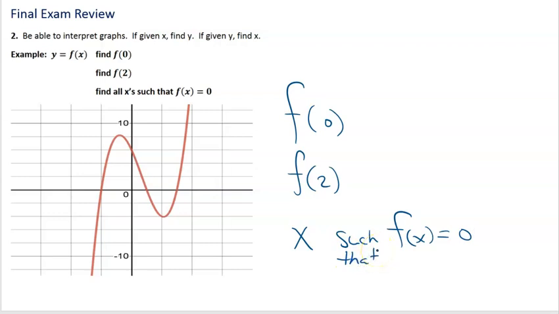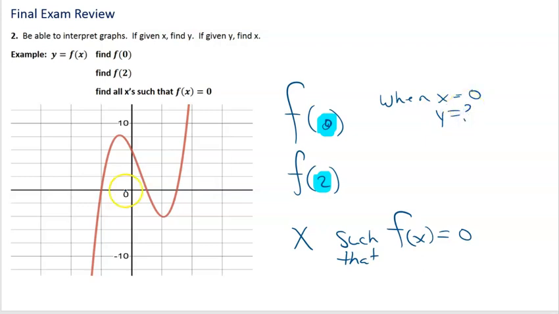Okay, now remember what's inside here. This is an x value, this is an x value. So when x is 0, what's y? This is what this is asking. So when x is equal to 0, what is y equal to?